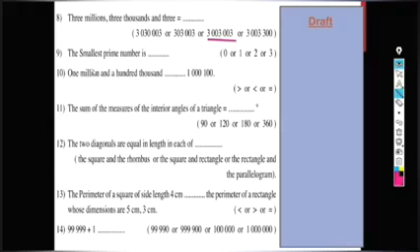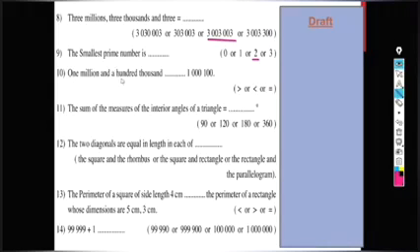Number 9. The smallest prime number is. Of course zero is not a prime number. Number 1 is not a prime number. Number 2 is a prime number, and number 3 is a prime number. So which is the smallest, 2 or 3? Surely number 2 is the smallest, and not only the smallest, it is the smallest even prime number.